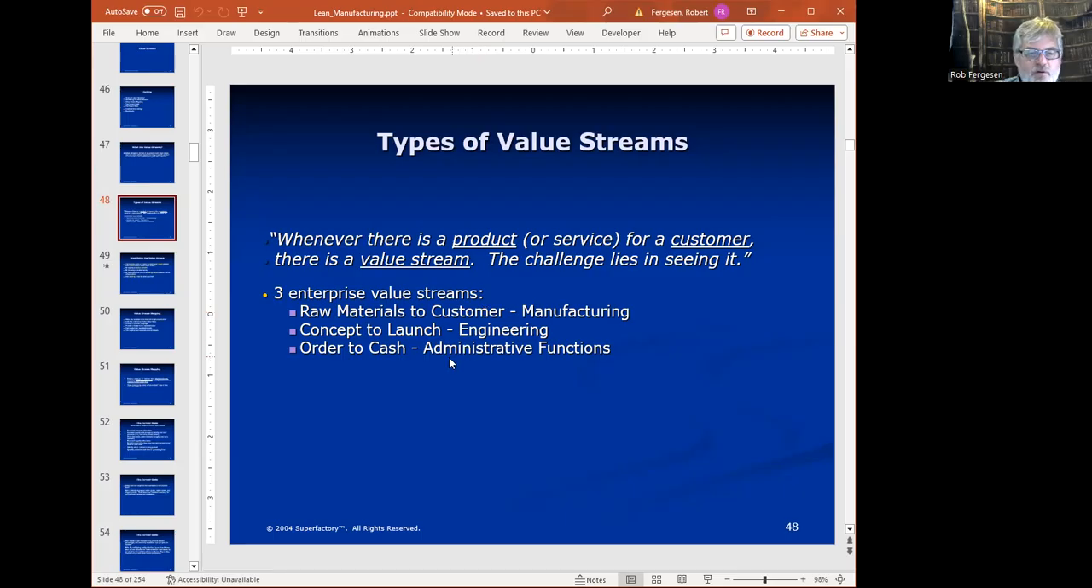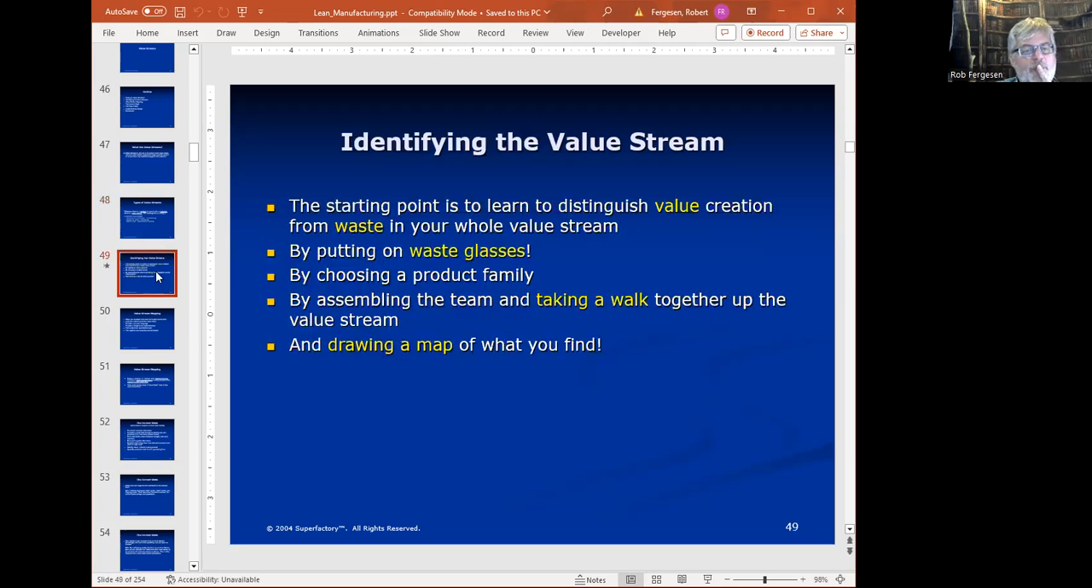And they give you several examples of kinds of value streams. We don't care about anything except for the manufacturing version. So the starting point for any value stream is to talk about what is the value. What value are you creating? And then you can focus on where something you're doing isn't directly creating value, and that's how you define waste. So put on your waste glasses.